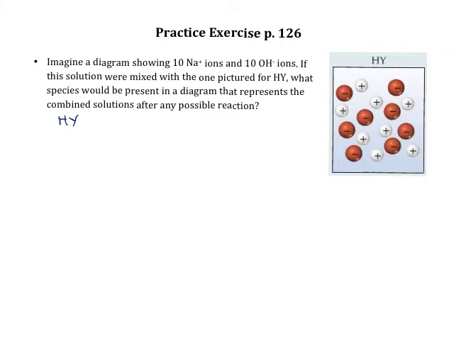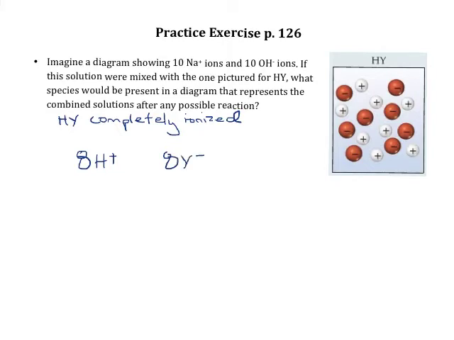So if we look at the diagram we have for HY, we can see that for this acid, everything is broken apart into ions. So we'd say for HY, this acid is completely ionized. So if we count up how many cations and anions are there, we should see that there are 8 H+ cations, and there are 8 Y- anions.